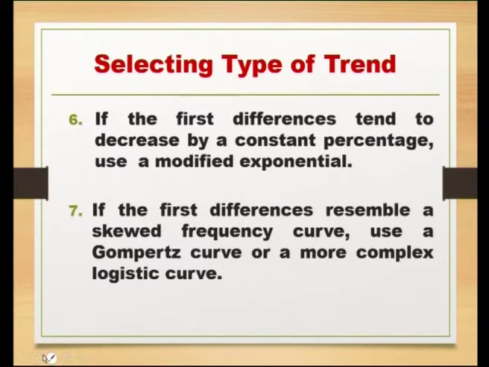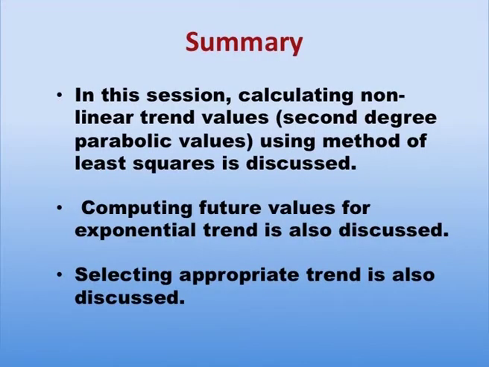If the first differences tend to decrease by a constant percentage, use a modified exponential. If the first differences resemble a skewed frequency curve, use a Gompertz curve or a more complex logistic curve, which is out of the scope of this subject. In this session, discussion about nonlinear trend is done. Calculation of nonlinear trend, that is, the simplest example is the second degree parabola, is discussed with an illustration, and also computation of future value using exponential trend has also been discussed.